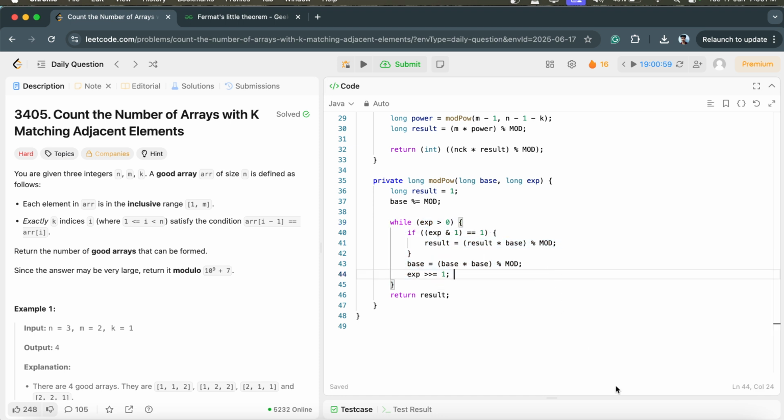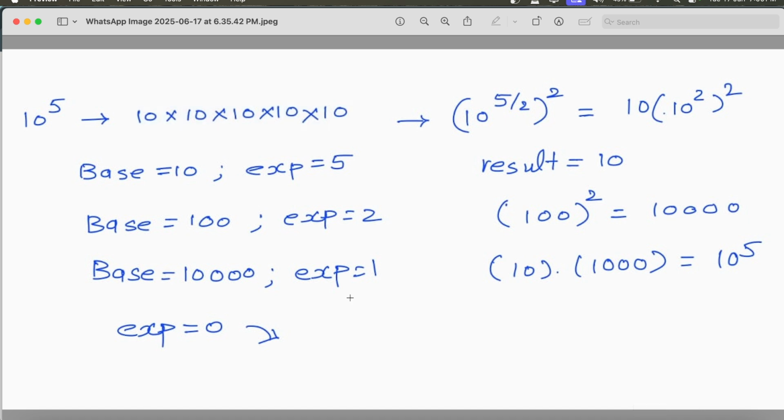But how this works, let me help you with an example. Let us suppose 10 is the base value and the exponential value is 5. When we multiply 10 five times, obviously five 0s get added after the 1. But this can be represented as 10 to the power of 5 divided by 2, times 10 to the power of 2. If this exponential number is odd, whatever result we have so far, we will simply multiply it with 10. That is the operation that we have done.